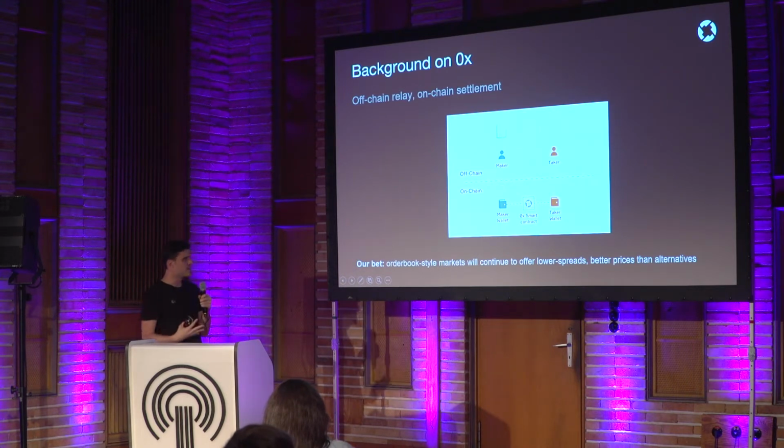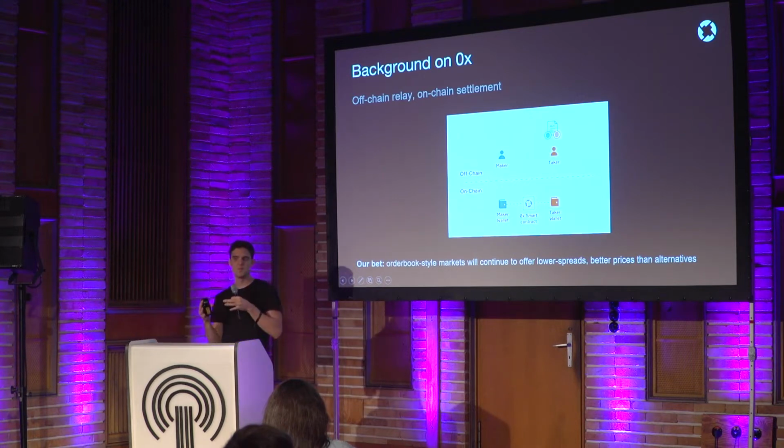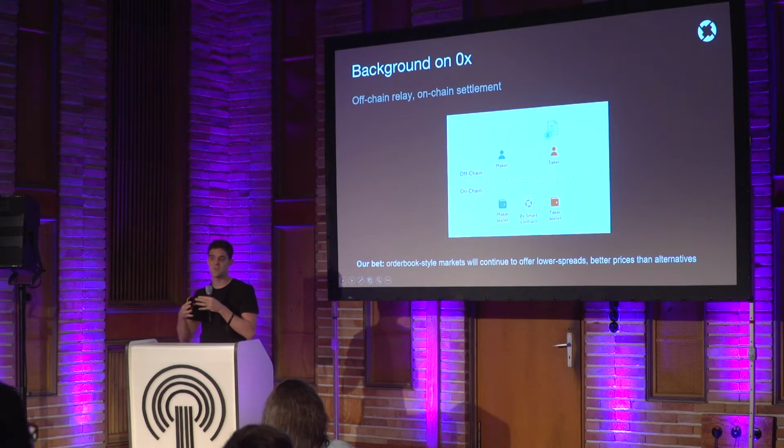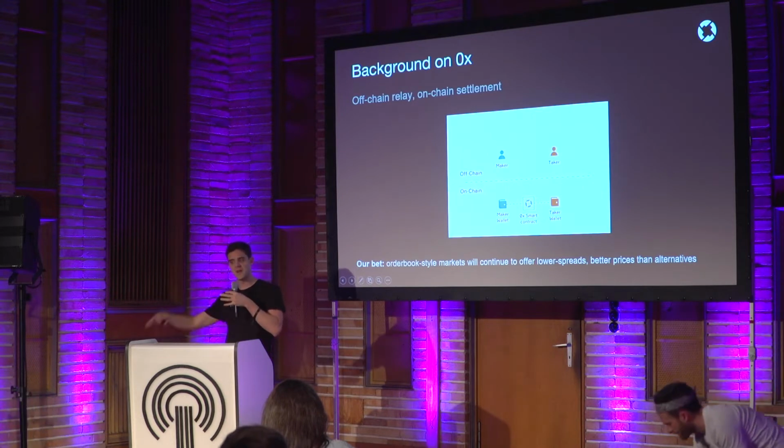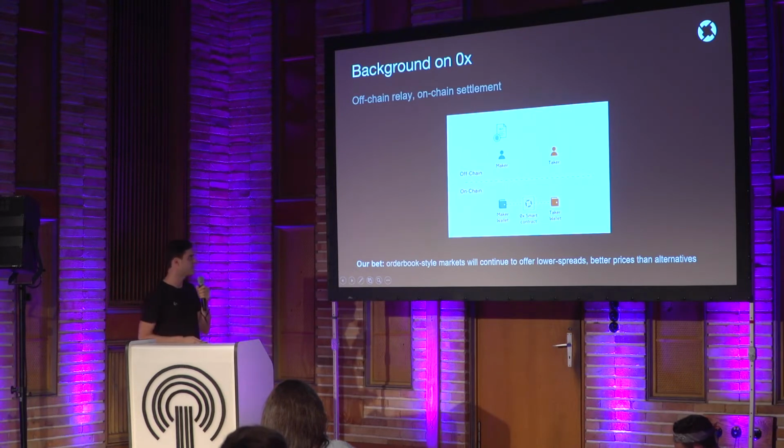And our bet internally is that this order book style market will continue to offer better prices and even outcompete automated market makers because of two fundamental reasons. One is they don't rely on arbitrage in order to adjust the price to the overall market. And they also can sustain very, very large buys and sells without programmatically moving the price drastically, so lower slippage.